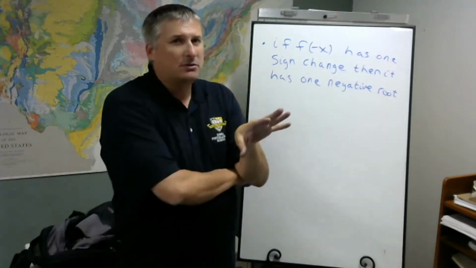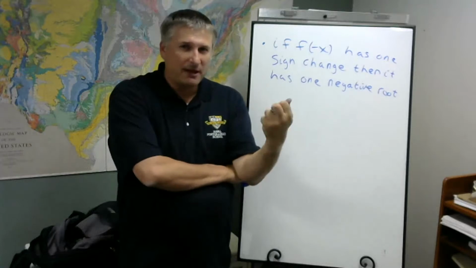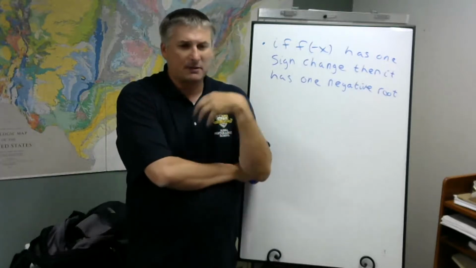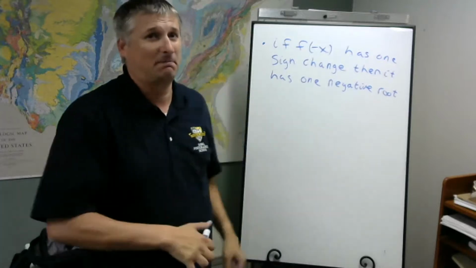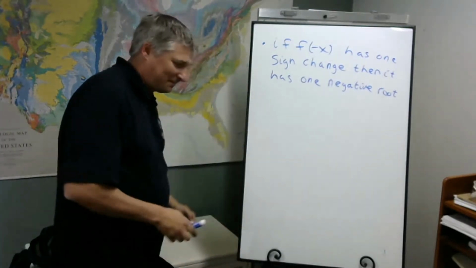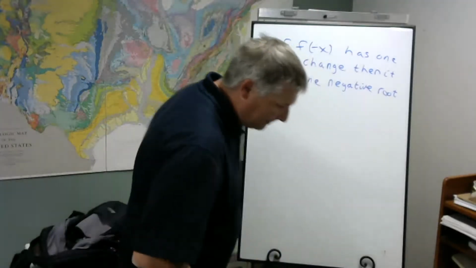When we're looking at sign changes for positive roots, we look at f of x. When we're looking at the number of sign changes for negative roots, we look at f of negative x. All right. So a couple examples.